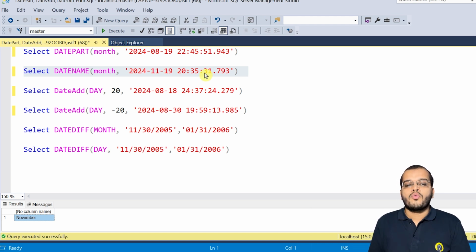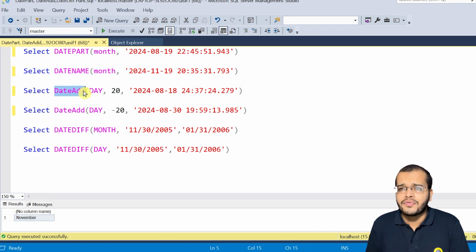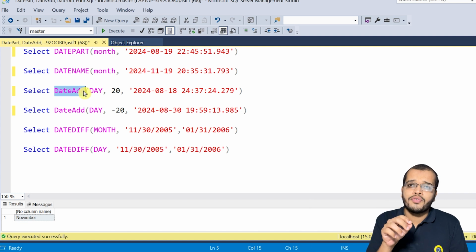Now moving on to the next function, DATEADD. We are going to understand the DATEADD function. In the name itself we have DATEADD. We are adding a date. Am I right?